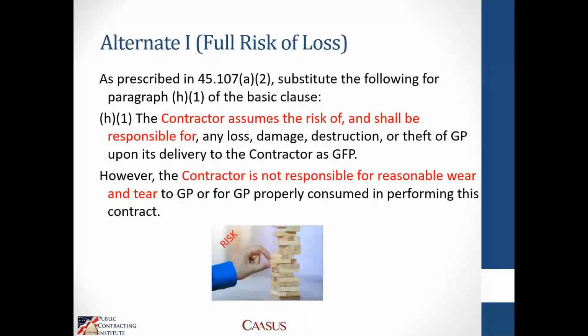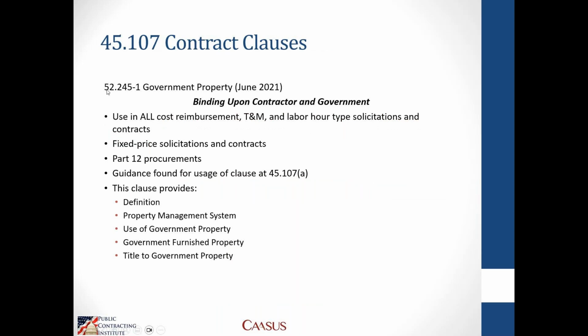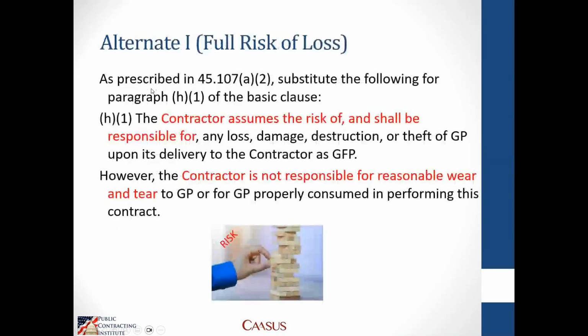Now, there's an important full risk of loss alternate one to the basic government property clause. So you have your basic government property clause here, 52-245-1. If your contract also includes Alt 1 after the basic clause, so it'll say 52-245-1, Alt 1, you really need to take note of that.